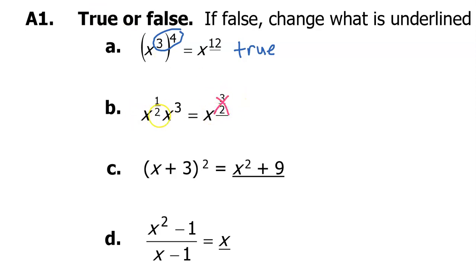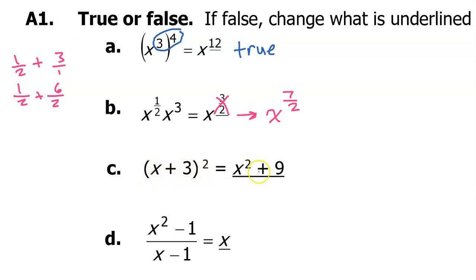So let's come off to the side here. So we need to add 1/2 plus 3 over 1. But this would be the same as 1/2 plus 6 over 2. So this would be the same as x to the 7 halves power. Now we've made it true. All right, how about part C?